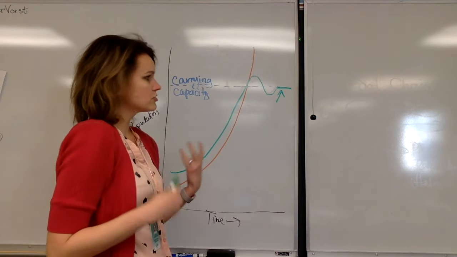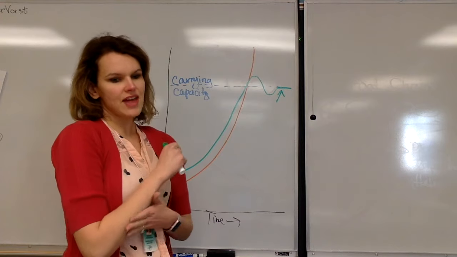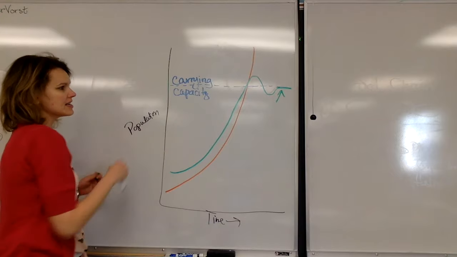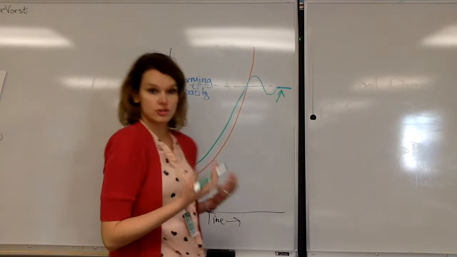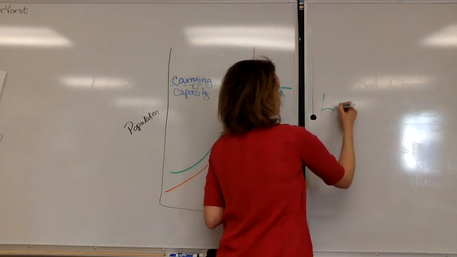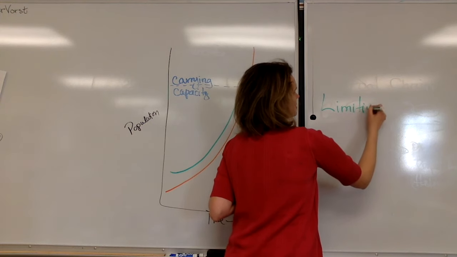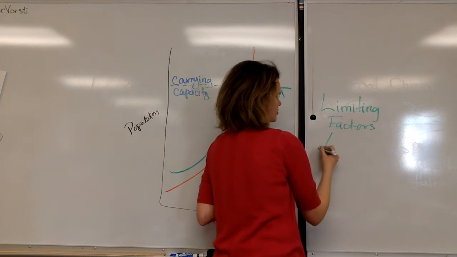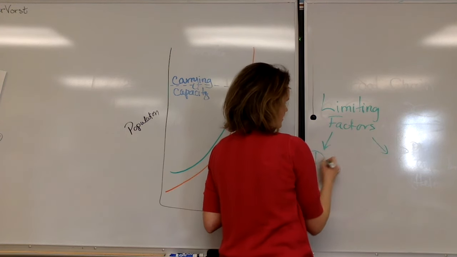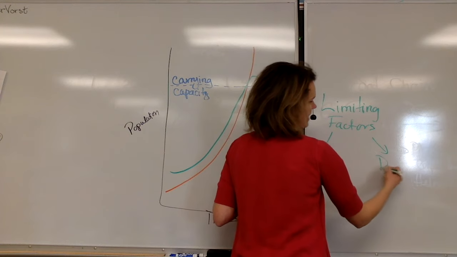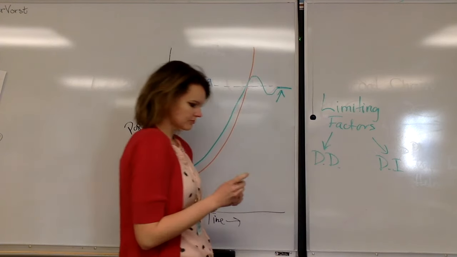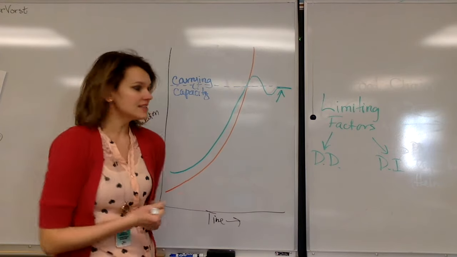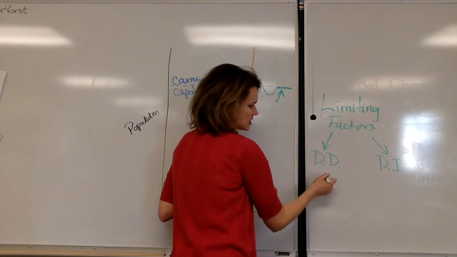The carrying capacity can only carry so much because we have something we call limiting factors. And we have 2 different kinds of limiting factors: density dependent, I'm just going to abbreviate, and density independent. Density dependent is just like it sounds. It's dependent upon density. Density is how many organisms you have in a space.